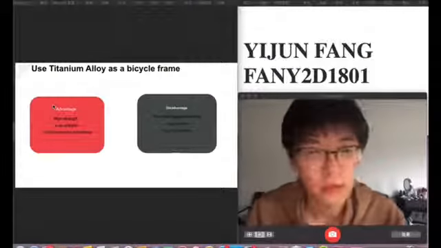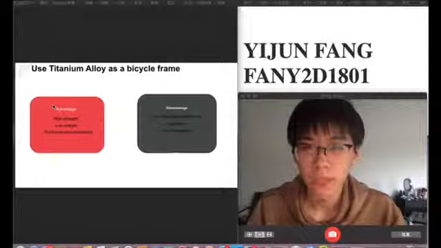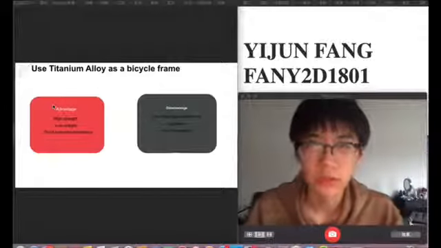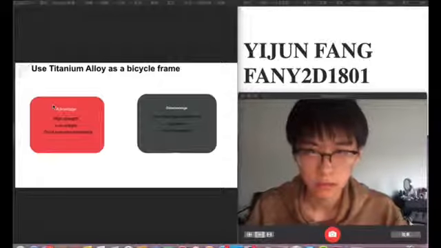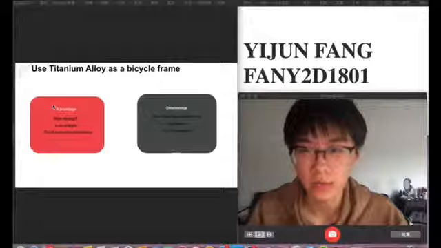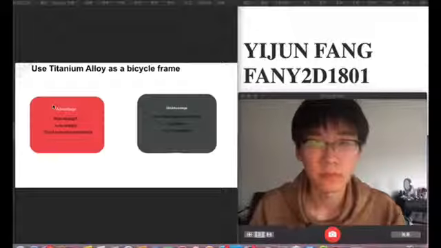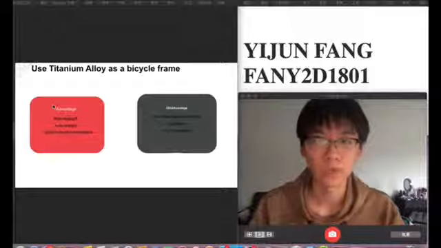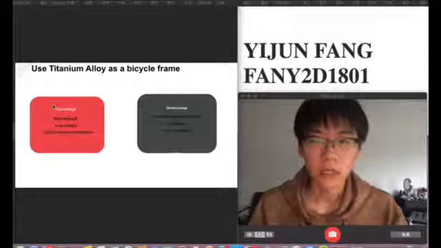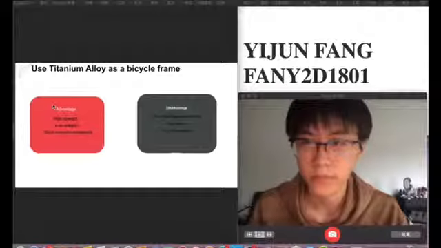And we need to talk about the advantages and disadvantages of it. The advantages of using titanium alloy as a bicycle frame are high strength and low weight, and good corrosion resistance. And the disadvantages are, first, they are too expensive to manufacture, and they have poor welding performance and poor formability.